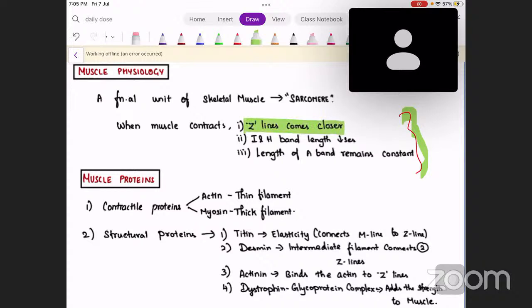Your Z lines will come closer, the I and H band length will decrease, and the length of the A band will remain constant. Most commonly, they may misguide you with the negation question, especially with the length of the A band remaining constant, increasing or decreasing. That is the difference they may ask you. Length of the A band remains constant, I and H band length decreases, Z lines will come closer. So these are the changes that happen in muscular contraction. You have to remember that, because they may ask you several times in negation questions.